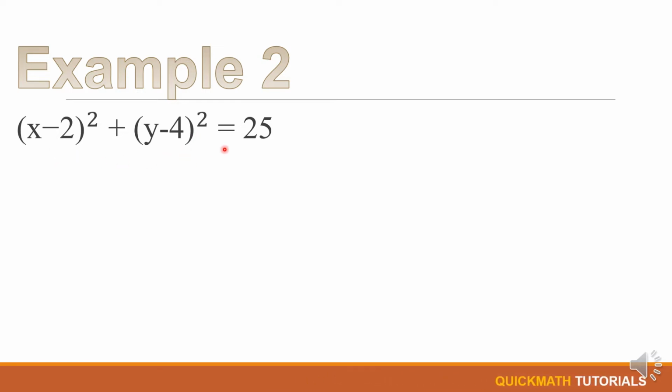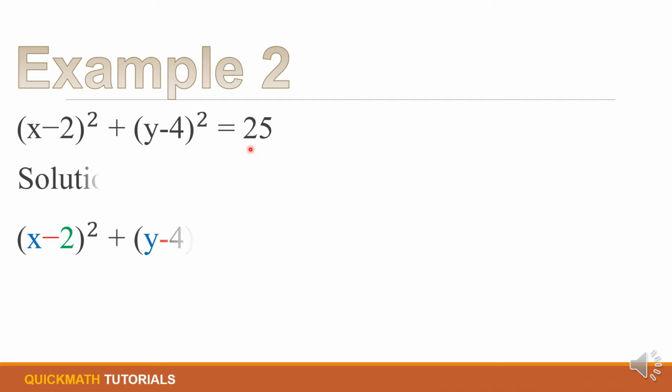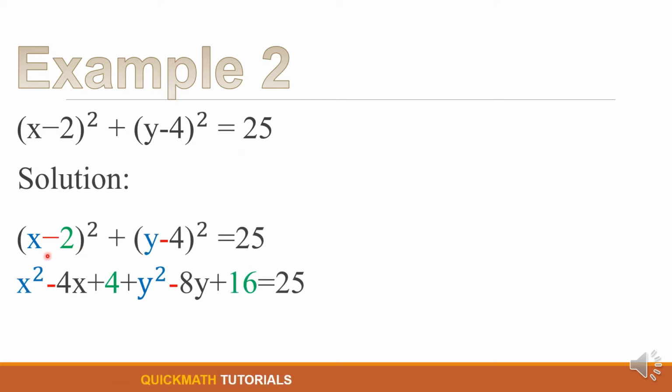And for our second example, we have the square of x minus 2 plus the square of y minus 4 is equal to 25. So for our first step again, we will square x minus 2. So we have the square of x, x squared. The square of 2, we have 4. Copy the sign negative for the middle term. Then 2 multiplied by 2, we have 4. Then copy the variable x.